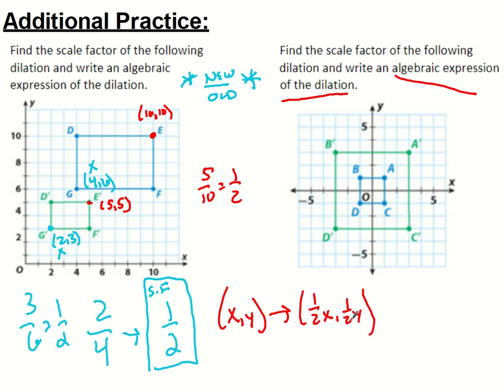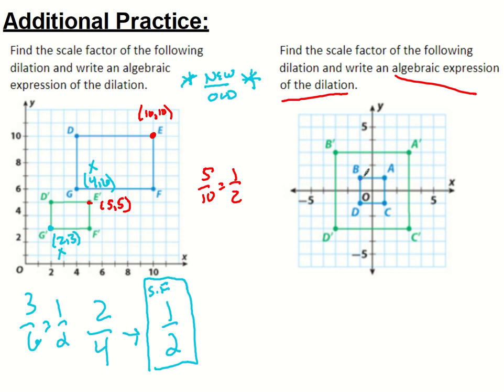What I want you to do is, we're going from the little one to the large one, so we know it's got to be a bigger number than 1. It's got to be multiplying by something larger than 1. So try to figure out what the scale factor is, and then write it algebraically. If you don't have an answer, I hope you pause it and find the answer. Try it on your own.